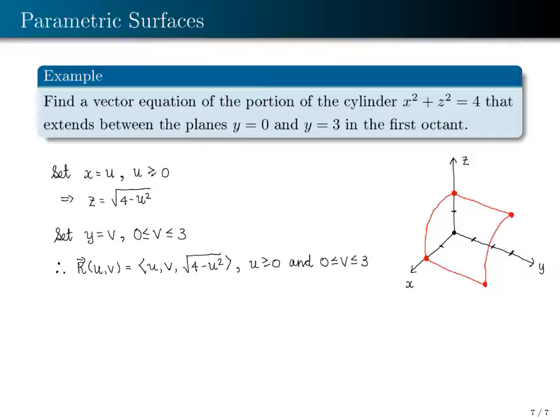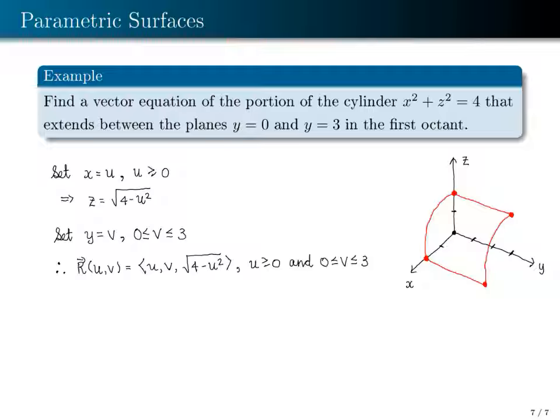Observe that parametric equations or vector equations for a given surface are not unique. Indeed, we could have chosen y equals 2v with v in the closed interval from 0 to 3 halves. Another alternative is to set z to be equal to u with u greater than or equal to 0 and x equals the square root of 4 minus u squared.